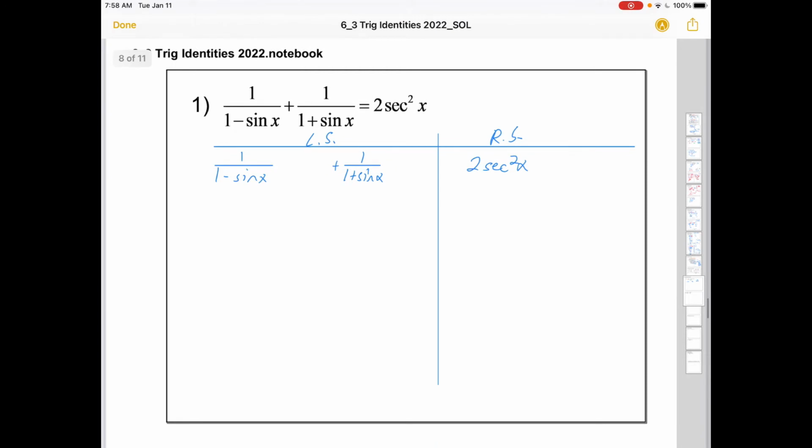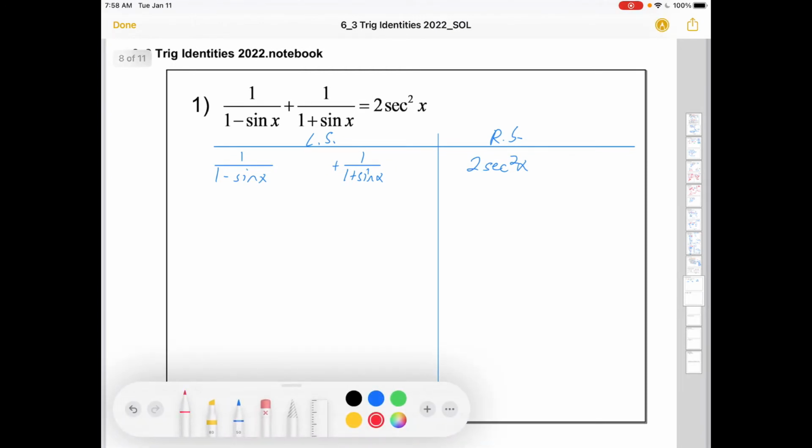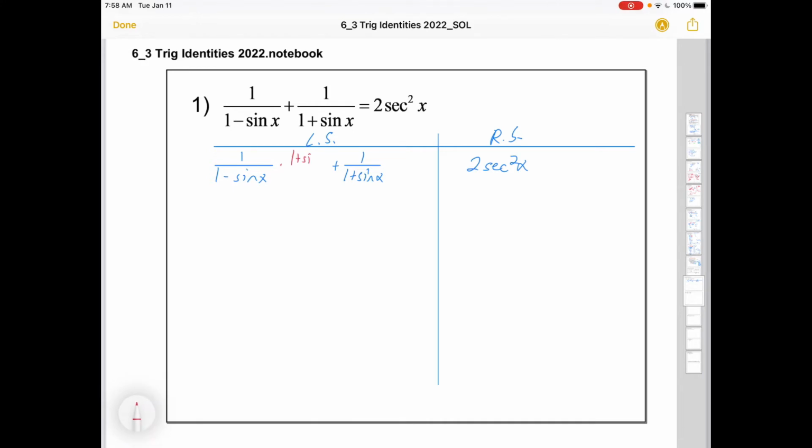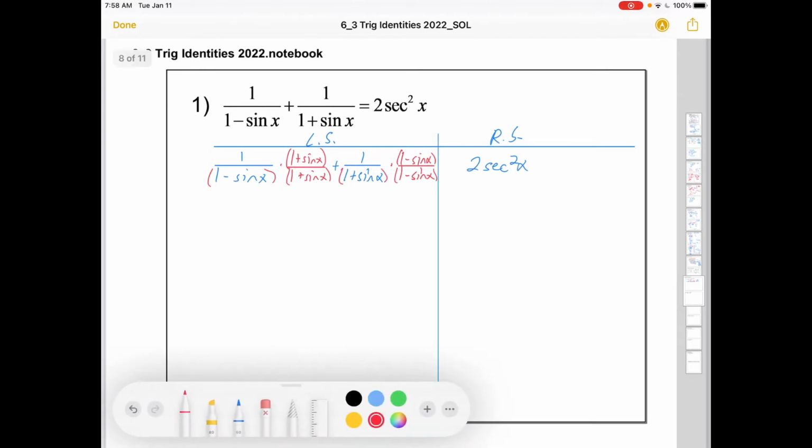So let's build one here. We're going to have to multiply this first one by 1 plus sine x over 1 plus sine x, and the second one by 1 minus sine x over 1 minus sine x, just so that they each have the same denominator of 1 minus sine x times 1 plus sine x. Now, it's true that I happen to be using conjugates here, but it's really just for the sake of making a common denominator. So I'll multiply that all through.